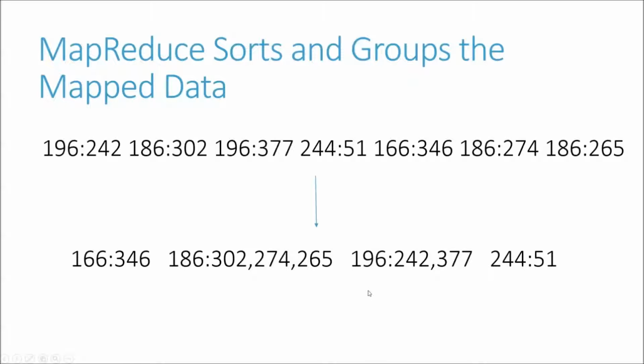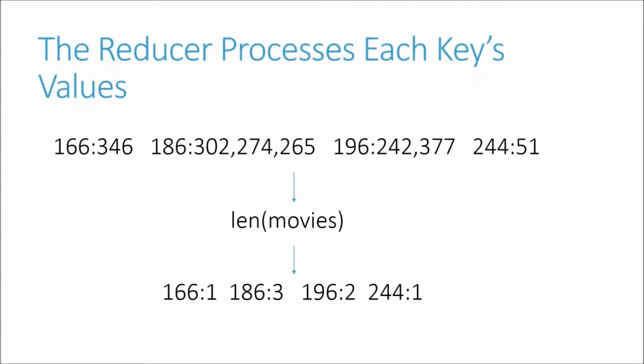So user ID 196 watched movies 242 and 377, even though these came from different rows of the input data and potentially from even different machines that mapped that data for us. That's what MapReduce does for you. It consolidates all those values together. And then it sends each key to a reducer. So a given reducer machine will be responsible for processing a given set of keys, and it can do whatever it wants to all of the values for that key.